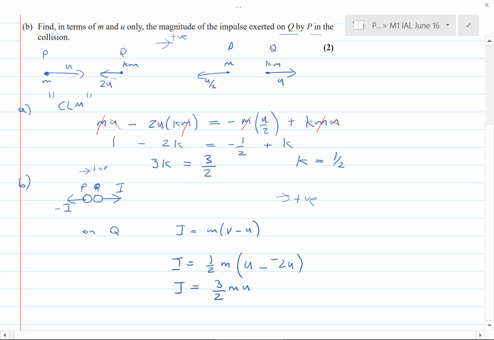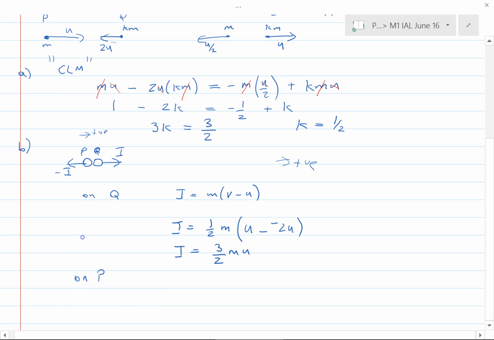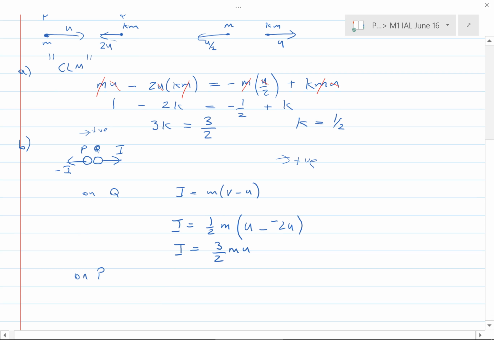That's the answer, but I'm going to do it on P just to check. It's the kind of thing to do after you finish the paper, if you've got enough time. Check by doing it on the other particle. So if I go on P, we've got impulse equals, again taking everything as positive in this direction, the mass is still just m.